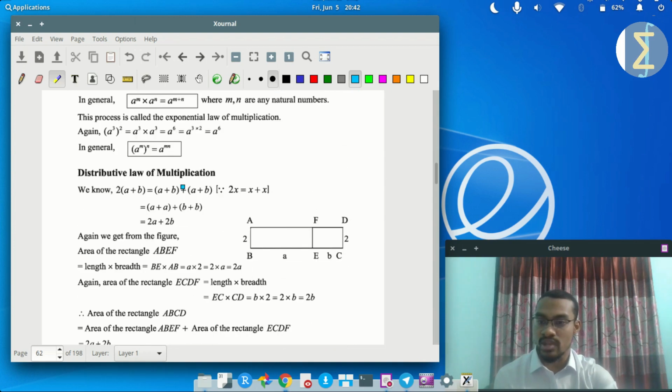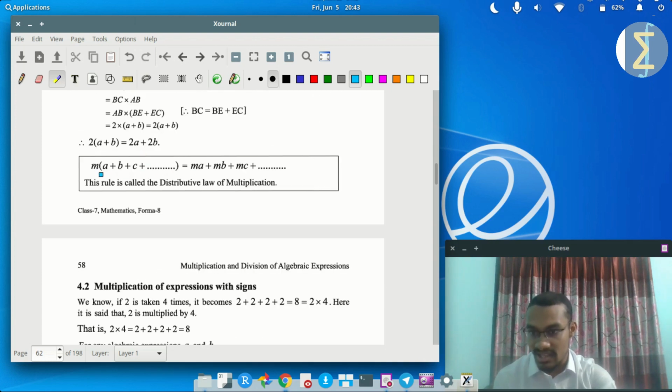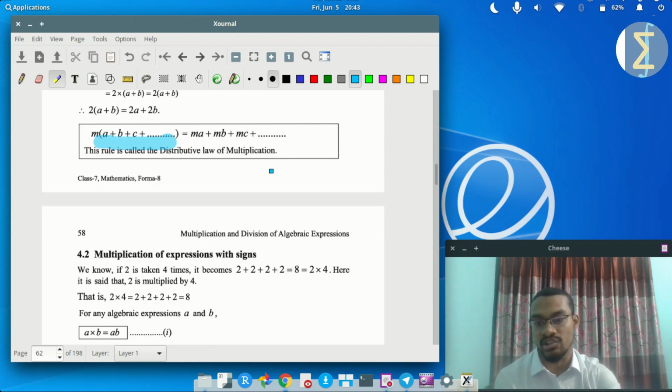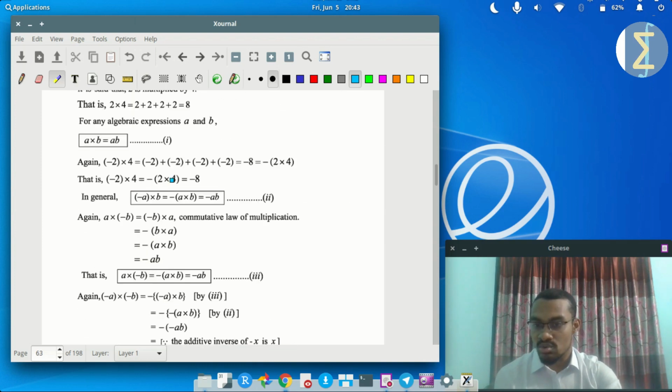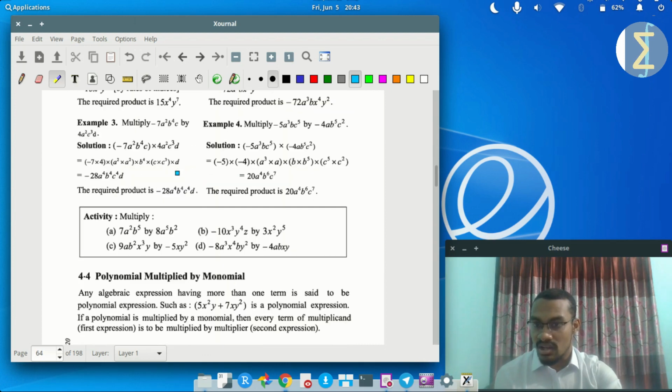And we have the distributive law of multiplication, which says that if 2 is multiplied by a plus b, then 2 is multiplied with a and b both, so we get 2a and 2b. Actually there could be more quantities, like this. If m is multiplied by a plus b plus c, then we could expand it and write m with all quantities: ma, mb, mc, all added together. You already know this rule, so we don't have much time to discuss this. And also you know this.